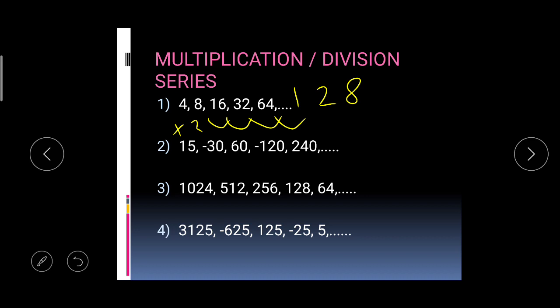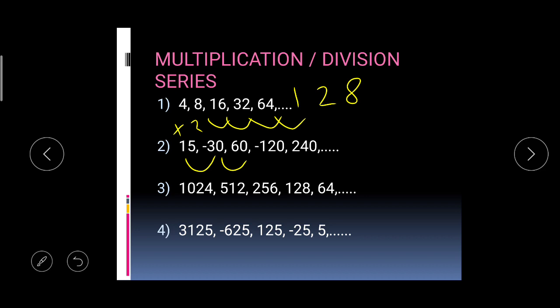Now let's see the next. See here, if you see the pattern, at every alternate position we are getting a negative number, right? Every alternate number is a negative number. But if we see, other than the negative, the second term is double the first term. See, this is 15 and this becomes minus 30. Minus 30 becomes 60, right?